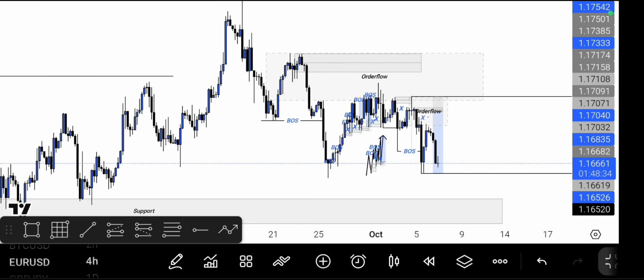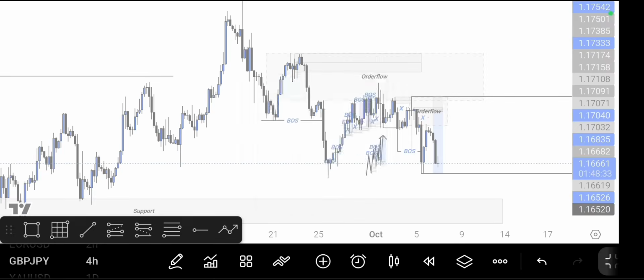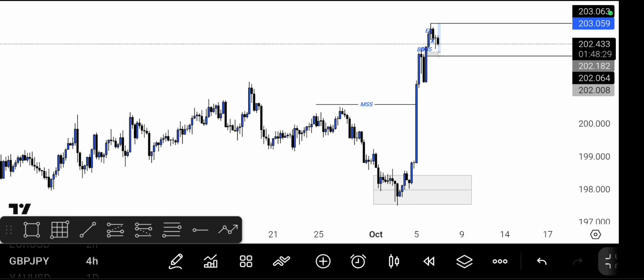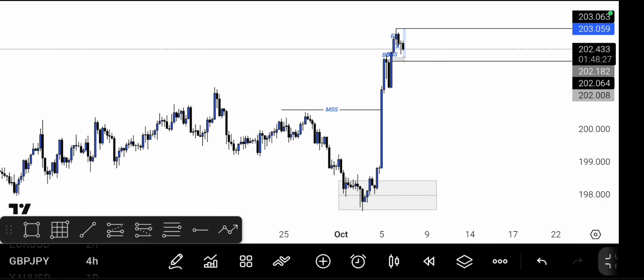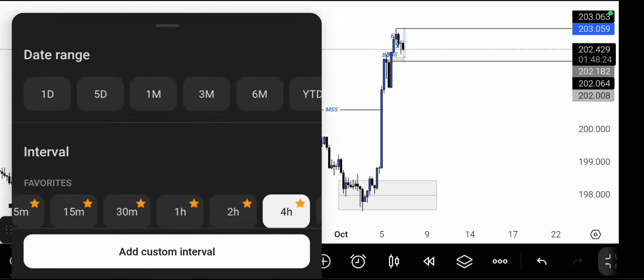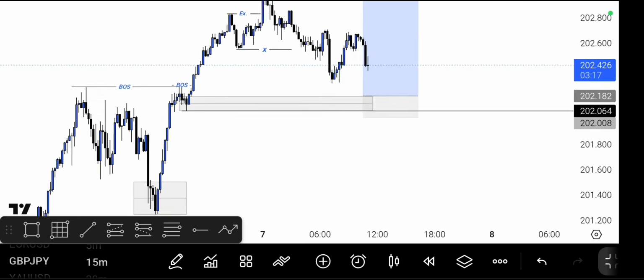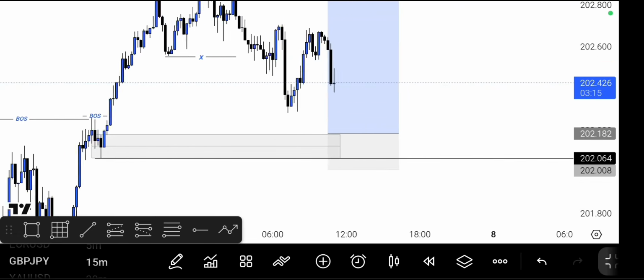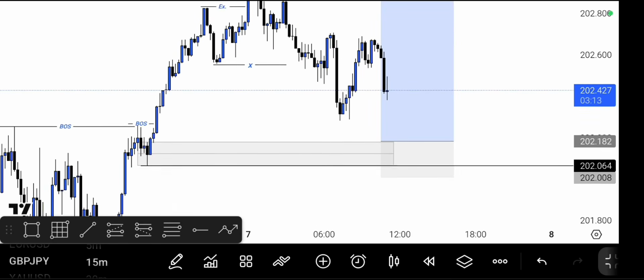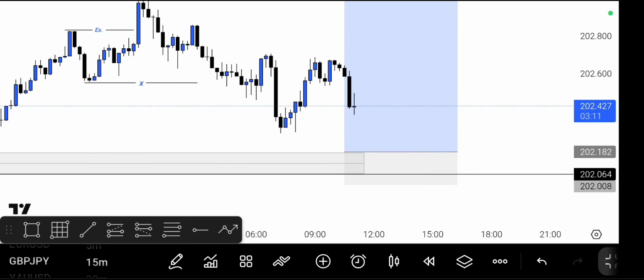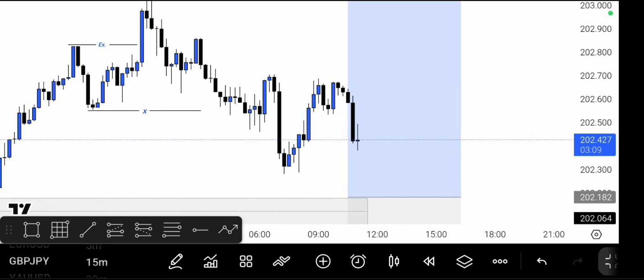Just for the case of this video, let's do one more. So I have a trade setup on GJ. All right, so let's go to 15 minutes and show you what it looks like. So yeah, this is what it looks like on GJ. And I had this order block right here, this order flow.